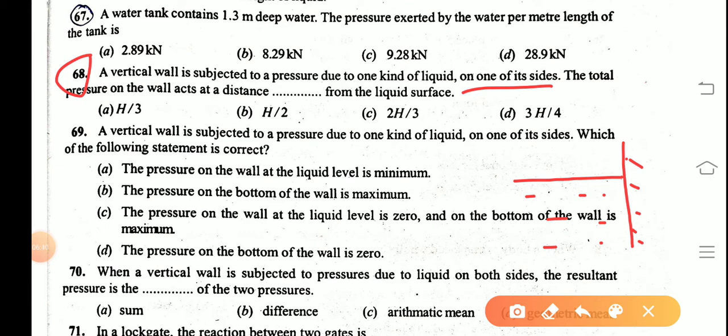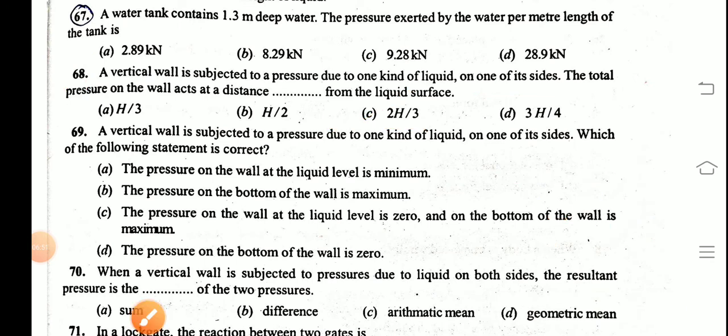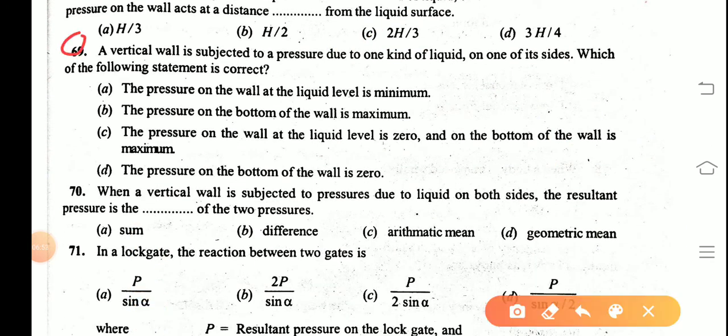So total pressure will act 2h by 3 distance from the water surface, means this is a 2h by 3. This will be the answer. Now question number 69. A vertical wall is subjected to a pressure due to one kind of liquid on one of its sides. Which of the following statement is correct? So option C will be correct.